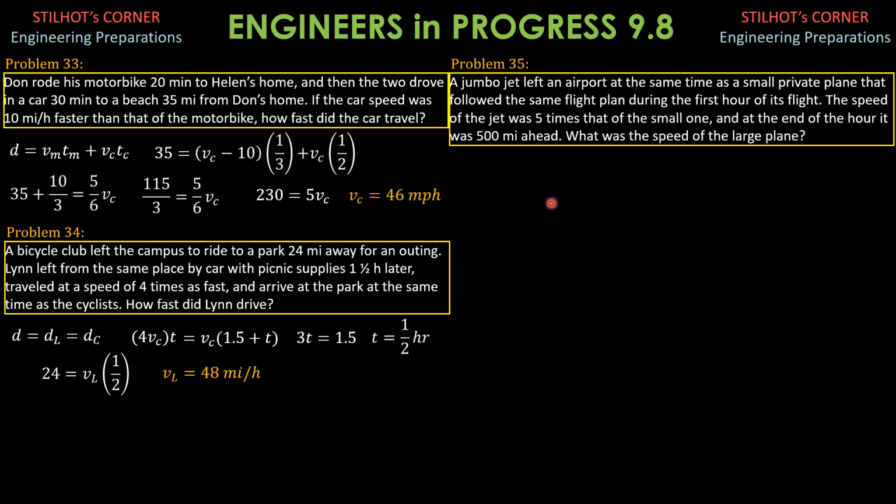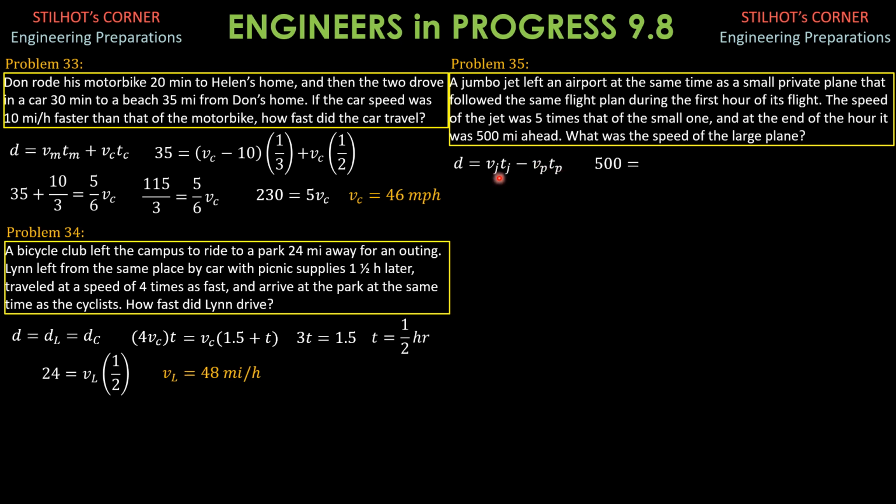The distance traveled by the small private plane is v sub plane times t times 1, while the distance traveled by the jumbo jet is 5 times the speed of the small private plane times 1 hour. And the difference of the distance traveled is equated to 500 miles. So distance equals speed of the jumbo jet times travel time of the jumbo jet minus speed of the small plane times travel time of the small plane, which is in this case 1 hour for both.